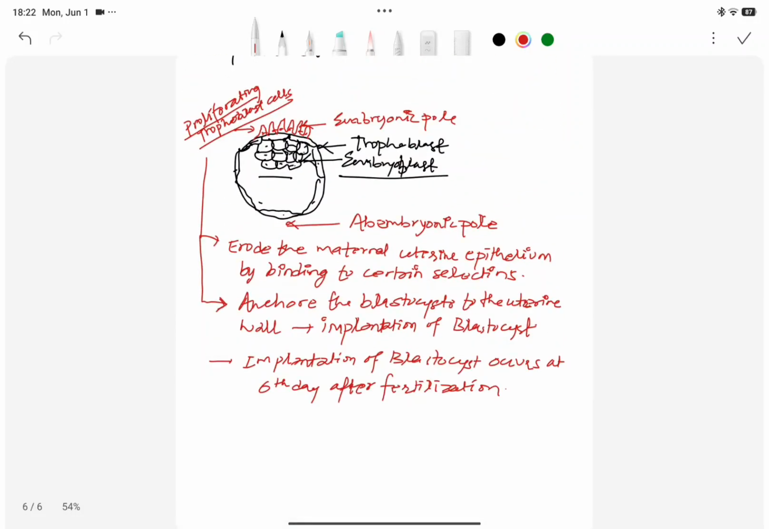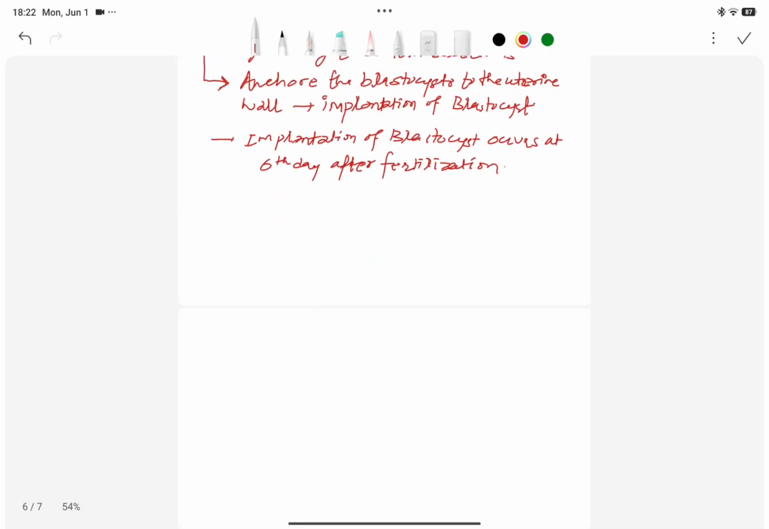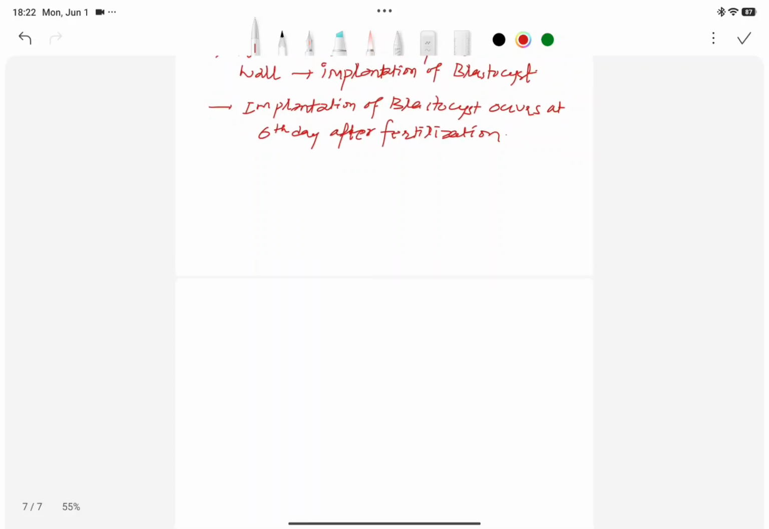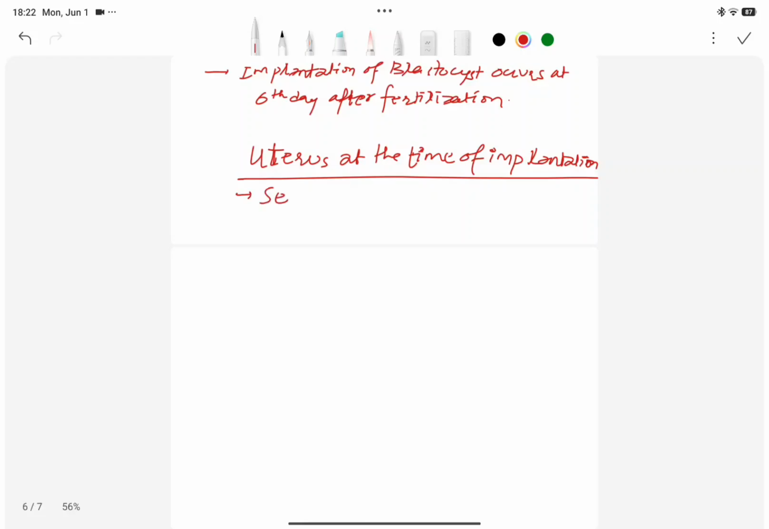Okay, this is the concept. Certain selectins and their receptors on the trophoblast cells mediate this attachment, and the blastocyst gets implanted. So which phase is the uterus in at the time of implantation? The uterus at the time of implantation is in the secretory phase.